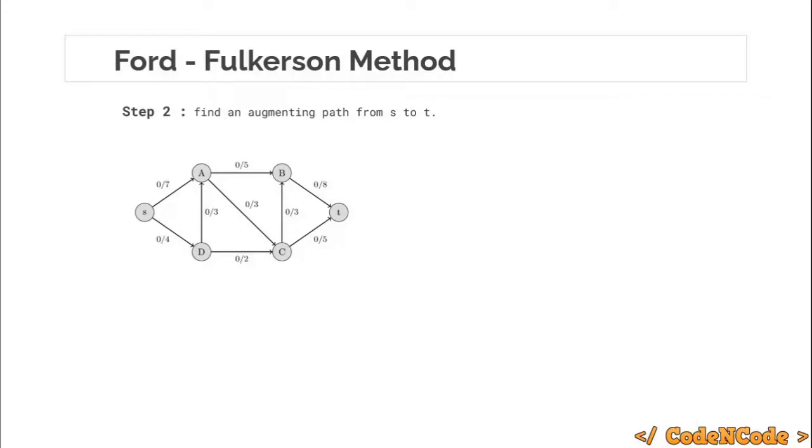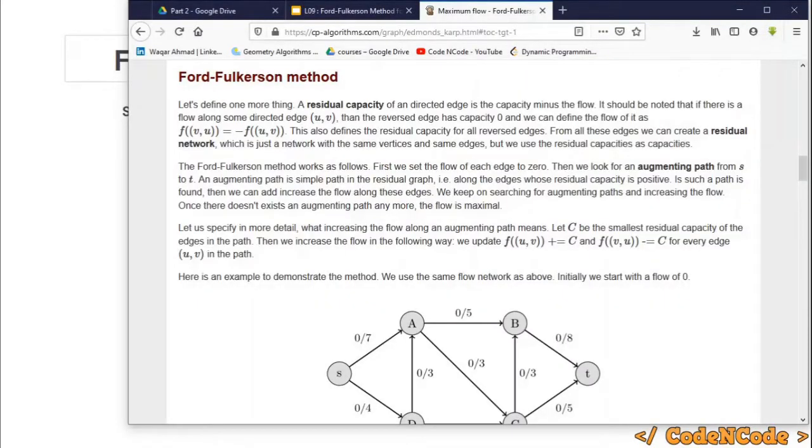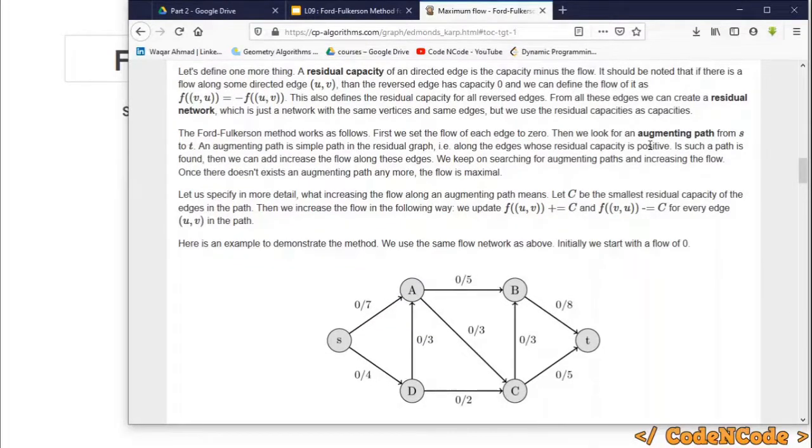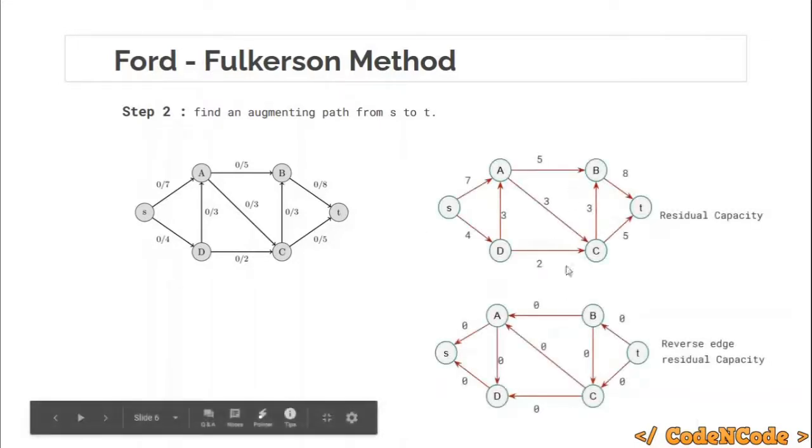When I started the max flow or flow network graph series, I told you that I'll be using cpalgorithm.com as a reference. The link of this article I'll be putting in the video, and here you can read all about the augmenting path. If I explain it in my words, an augmenting path is simply a simple path from the source S to the terminating point T using only positive capacity. So we'll be using these two because these two represent the capacity.